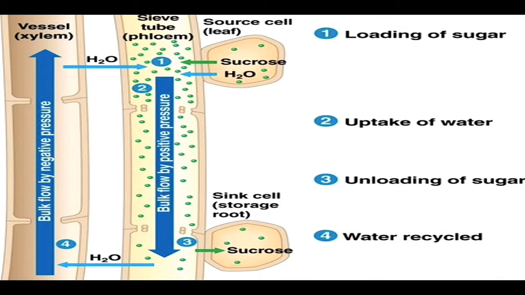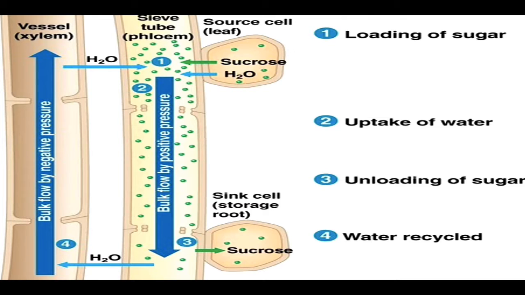Mass flow or bulk flow system is responsible for the movement of substances in bulk or in mass from the sites of production or absorption to the site of storage or consumption as a result of pressure differences between the two sites. The substances, whether in solution or in suspension, are carried at the same pace as in a flowing river. Such a movement is different from diffusion.